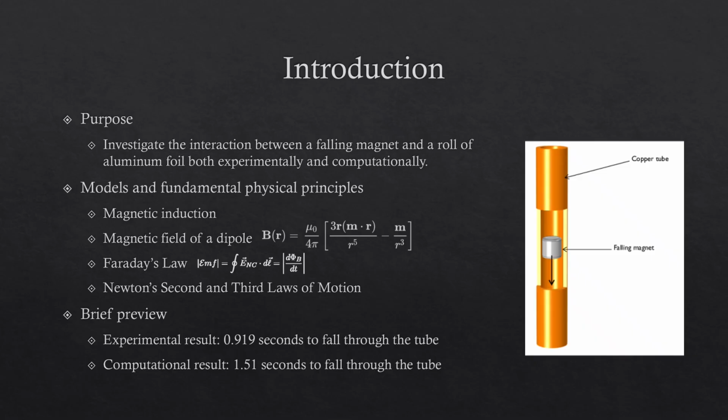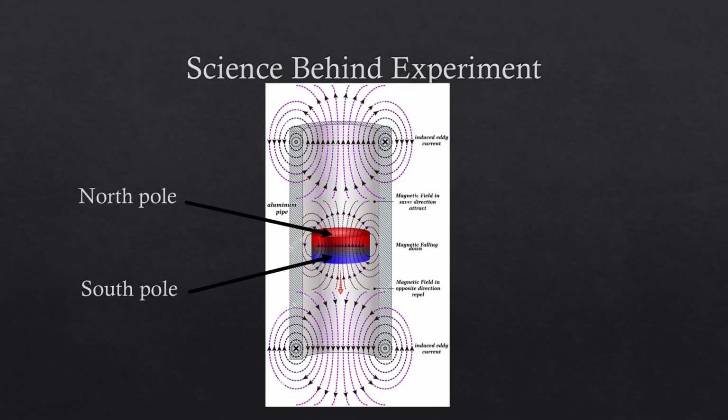As a brief preview of results, it took 0.919 seconds for the magnet to fall through the tube in our experiment, while it took 1.51 seconds for the magnet to fall through the tube in our computational simulation. And here's a little bit more about the science behind the experiment.